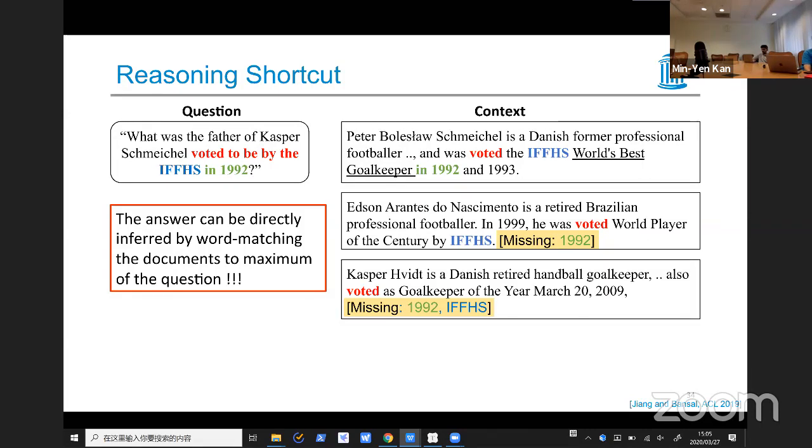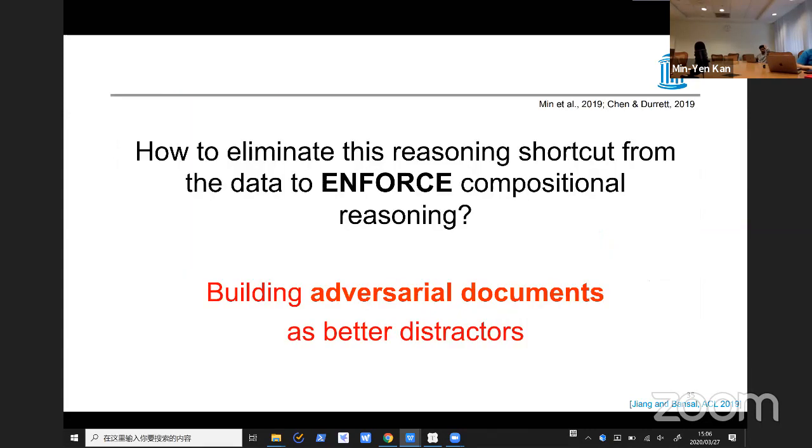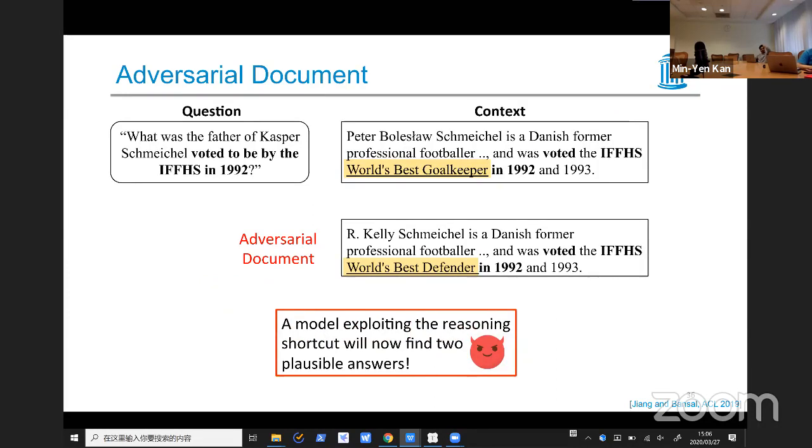Yeah, so I think this paper actually proposed a very fundamental problem in multi-hop reasoning. What they argue is that if the model wants to do this kind of reasoning shortcut, it has a condition, that the other contexts actually miss some key information. For example, the last two are also contexts, but the second one actually missed the 1992, and the third one actually missed the 1992 and the IFFHS. So in this case, if the model wants to directly do the string matching, it will be very easy for the model to directly get the first context, right? Because the second and the third miss some keywords. So in this case, the model can just find the correct answer directly. But what they argue is that if the context looks like this, then the model cannot cheat.